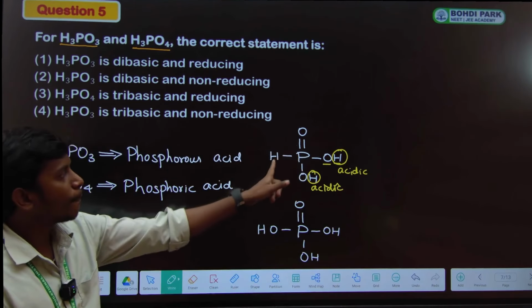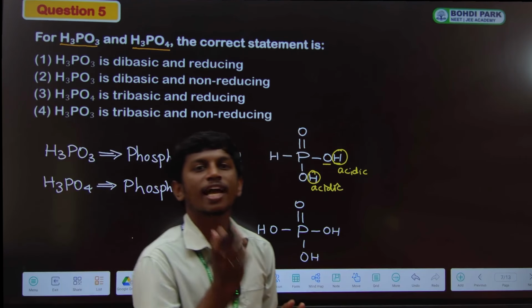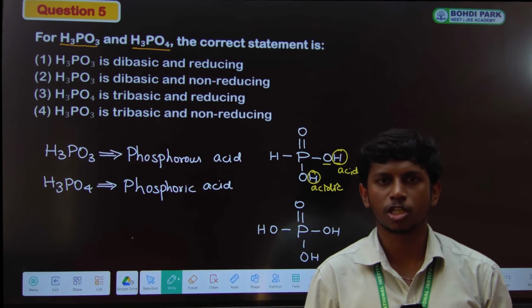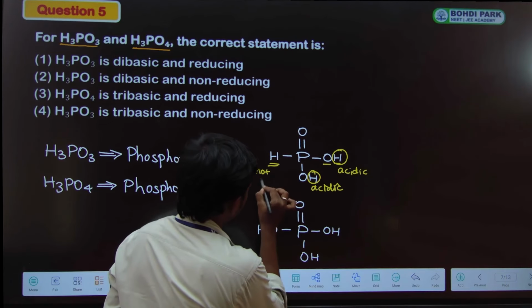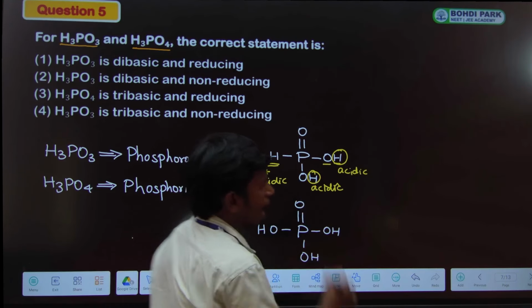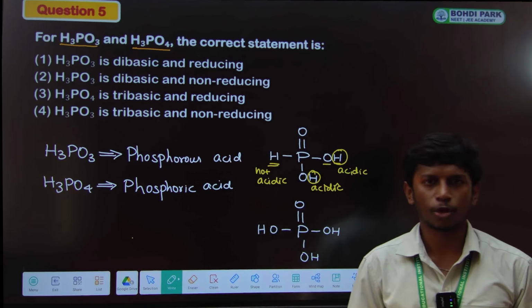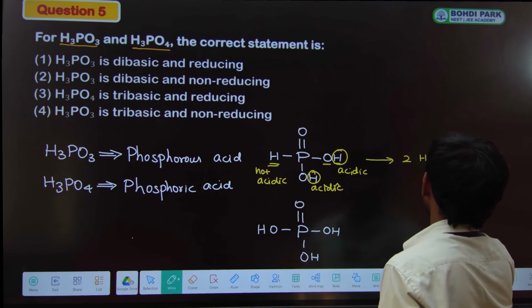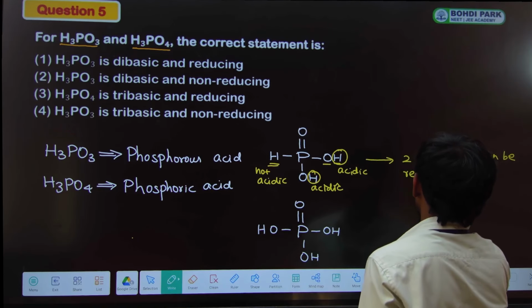But look here, the hydrogen is directly attached to phosphorus. In this case, phosphorus is not an electronegative atom. It is not as electronegative as oxygen. So this hydrogen is not acidic. Then only two hydrogens can easily become H+ ions. So only 2 H+ ions can be released, only two H+ ions can be released.